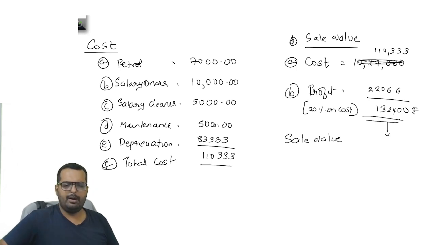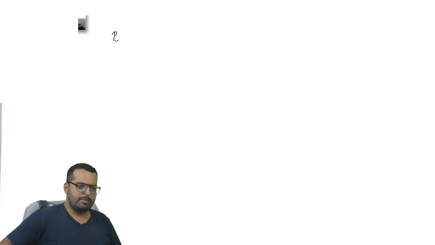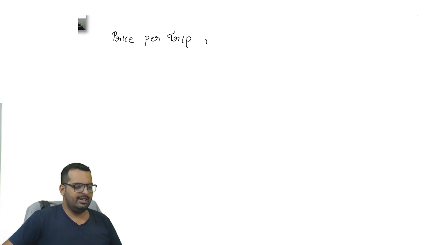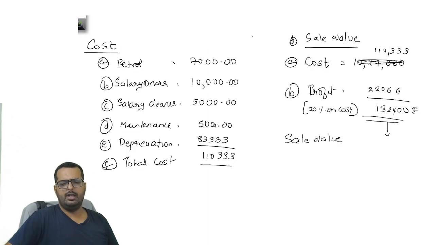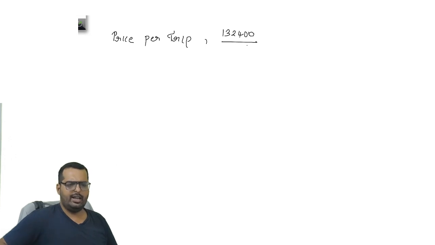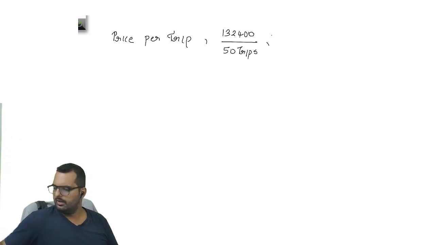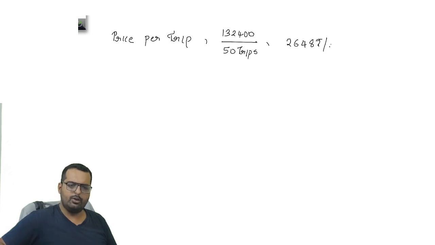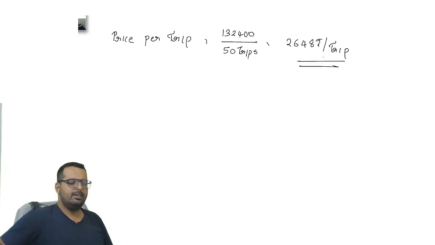Amazing. Divided by price per trip. Let us find out that that will be 132,400 divided by how many trips are there? 2 trips daily into 25 days, right? So can I say in total there are 50 trips that are going on? Correct? So it will be 2,648 rupees per trip.